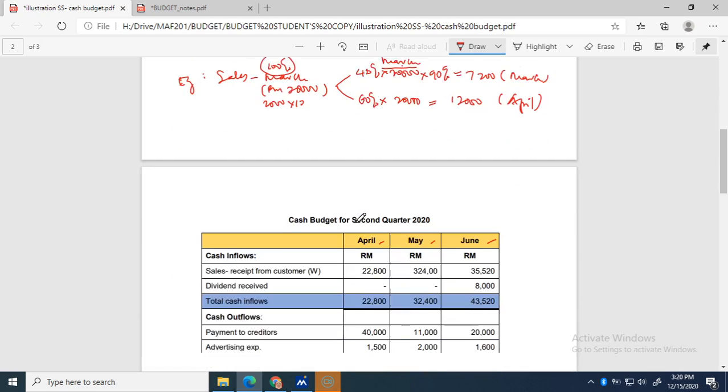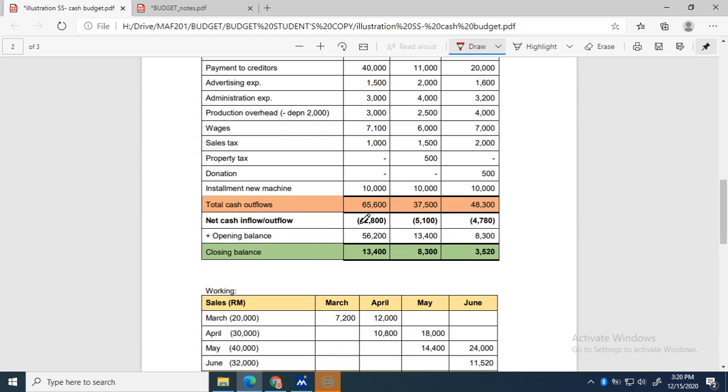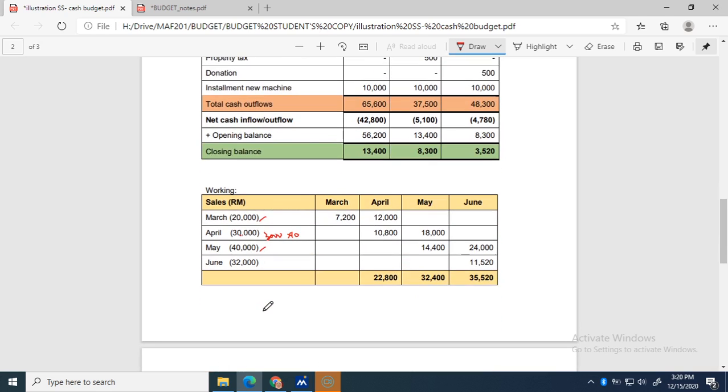Okay, so we refer to the working. Sales in March is 20,000. Sales in April, units sold 3,000 times 10 ringgit, so you get 30,000. In May, sales is 4,000 times 10, 40,000. June, 3,200 times 10, 32,000. So these are the sales in RM for March, April, May, and June.